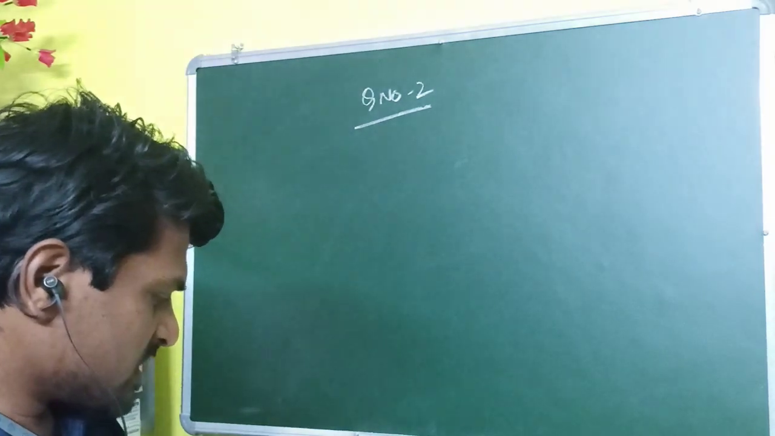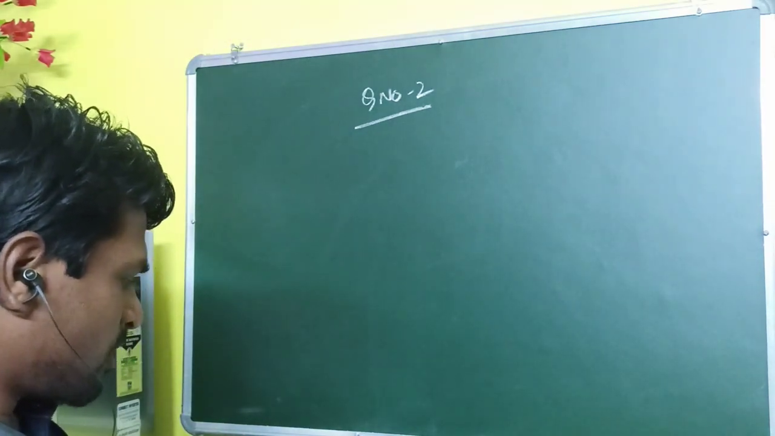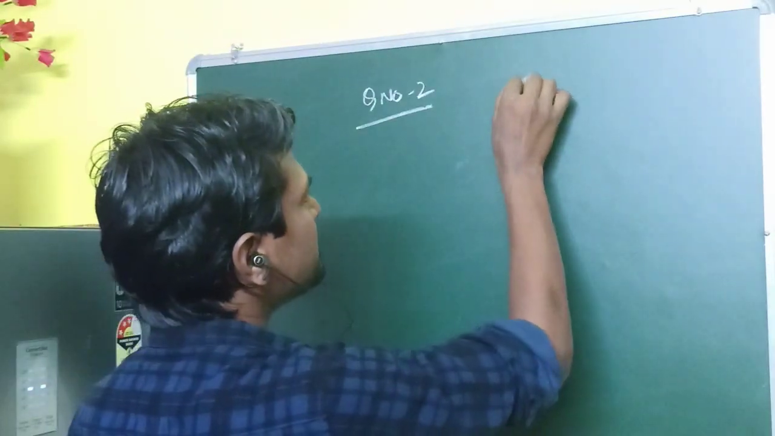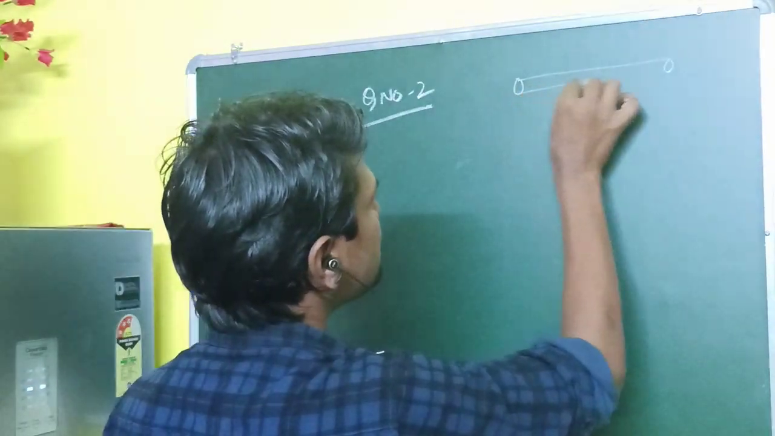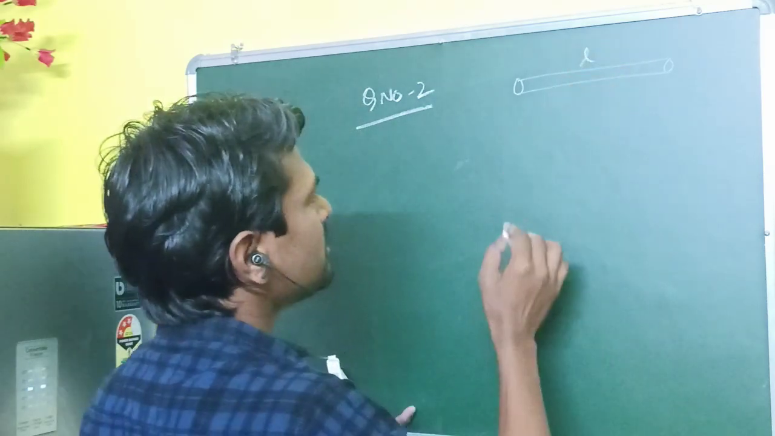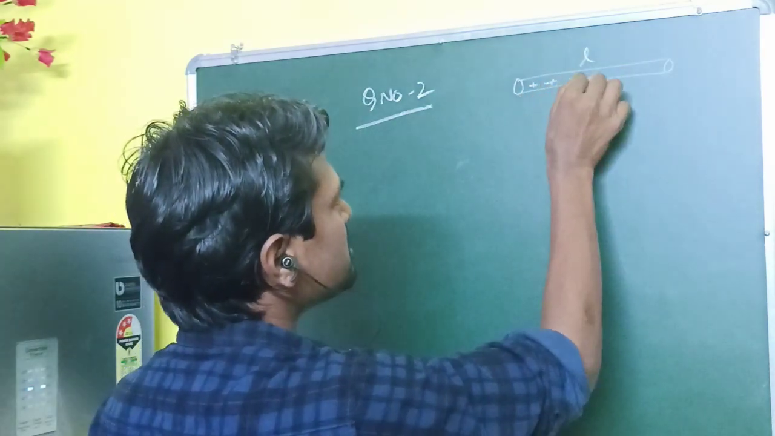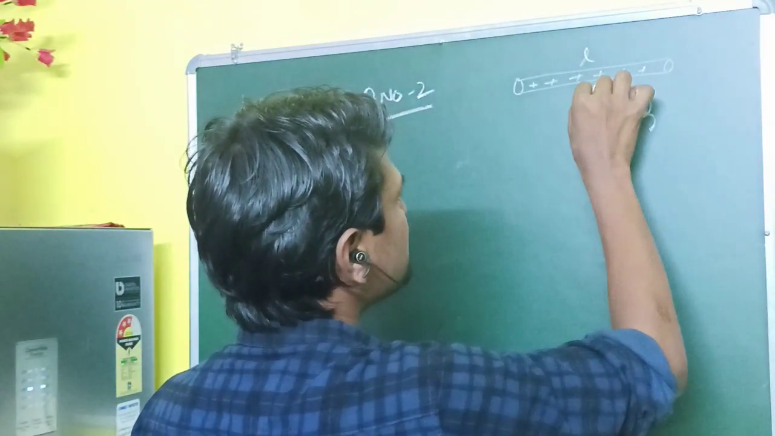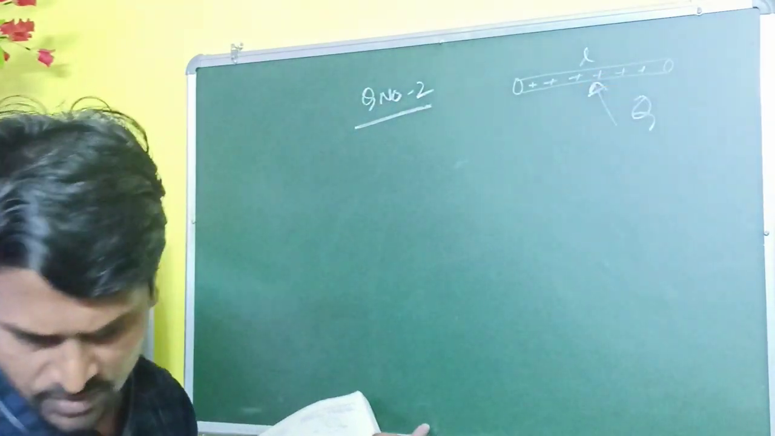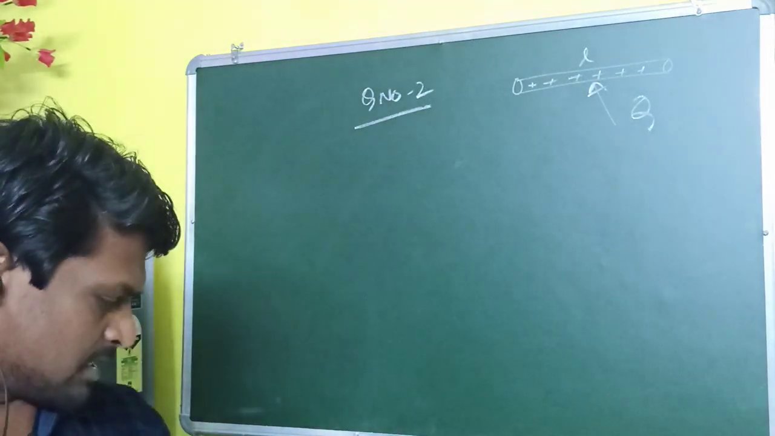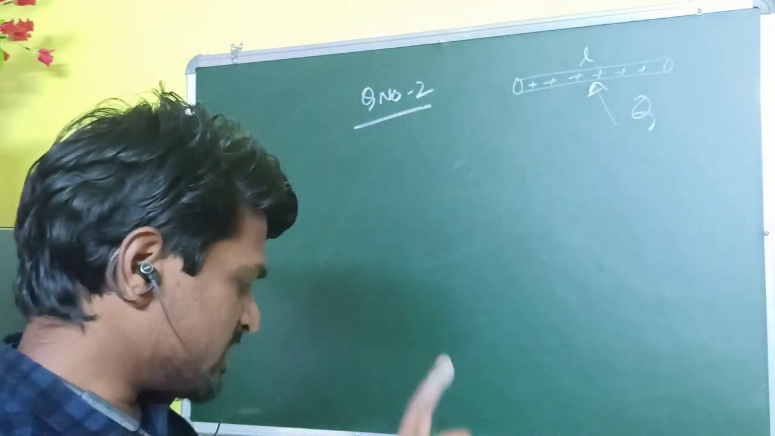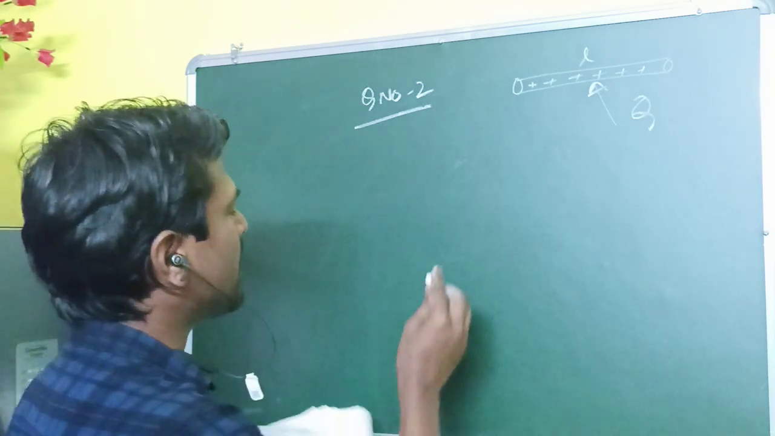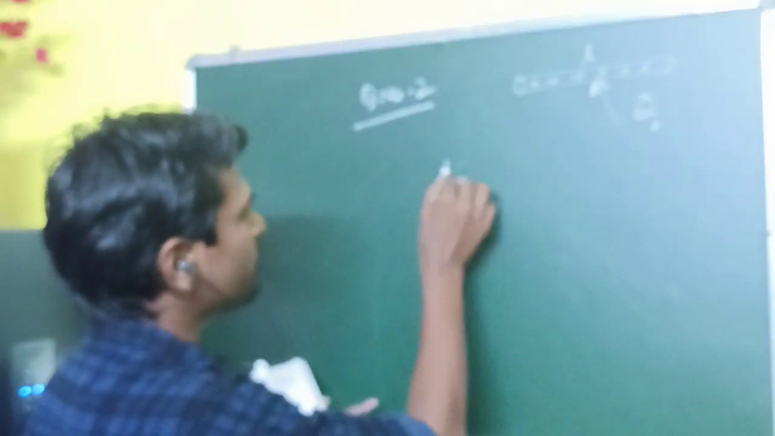Question number 2: a charge capital Q is uniformly distributed over a rod of length L. A rod of length L is given, and Q amount of charge is distributed through it. And you have to consider a hypothetical cube.